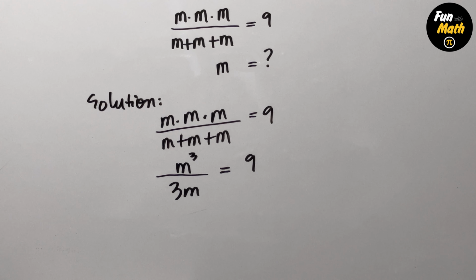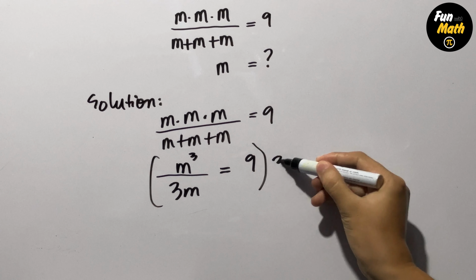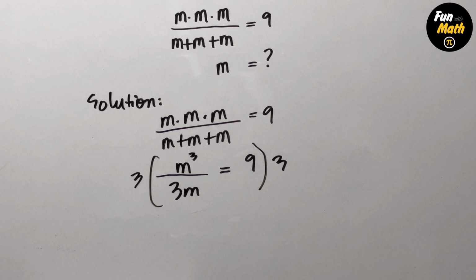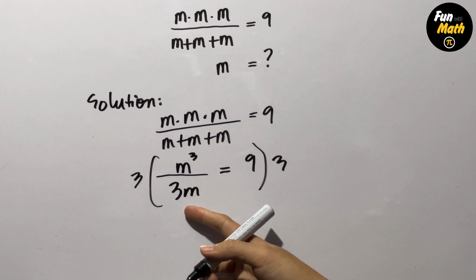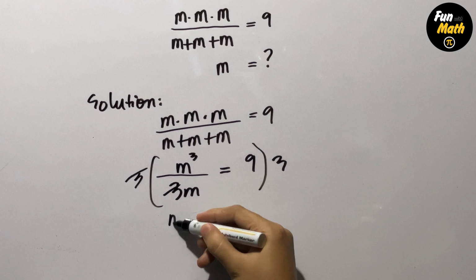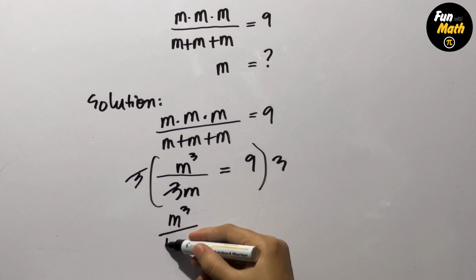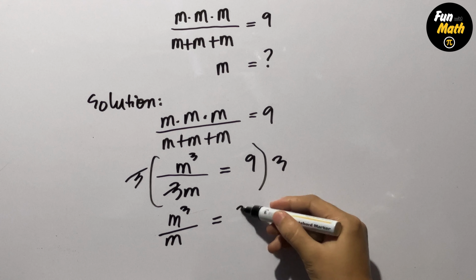Next, we can multiply both sides by 3. So 3 times M cubed over 3M, we can cancel this. So we're left with M cubed over M equals 3 times 9, that is 27.